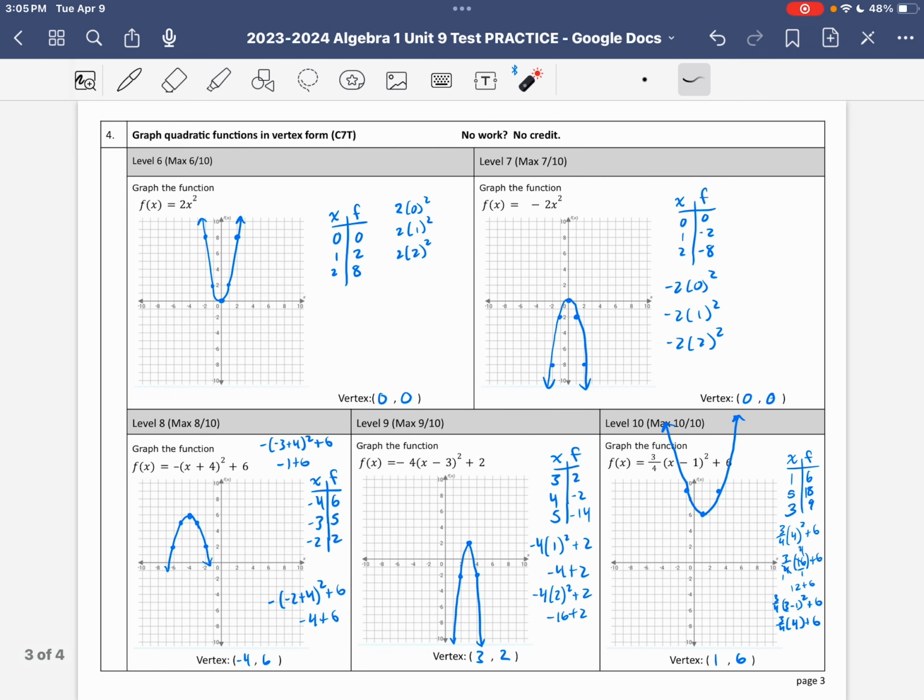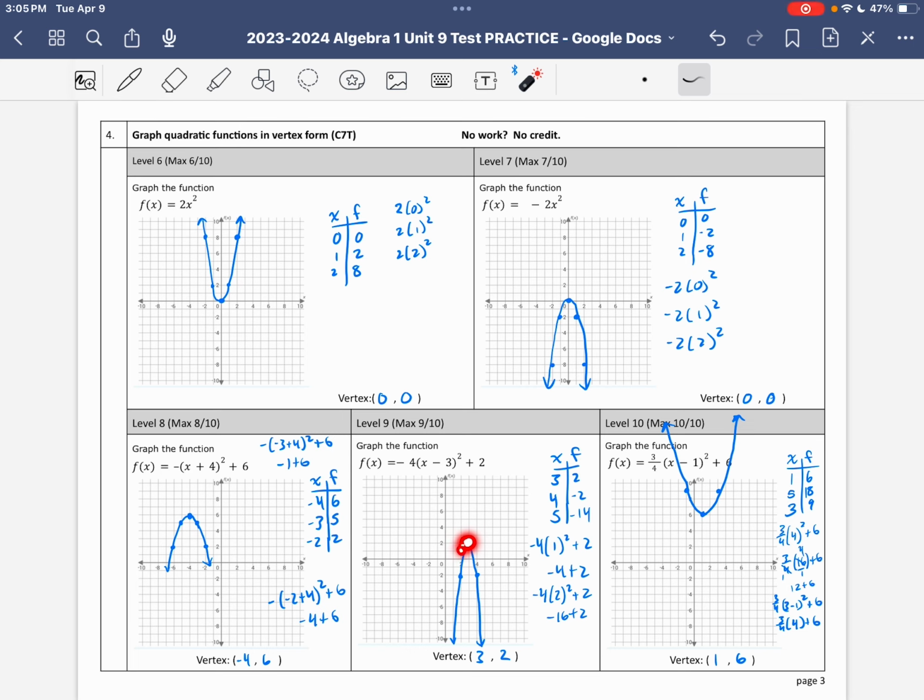All right, number 4. Number 4, I'm going to look at level 9 only right here. Maybe I'll talk about that fraction here in a second. But you pick the easy x. So I'm going to start with 3. If I plug 3 in right there, I end up getting 2. And so I put 3, 2 right there, and that's going to be your vertex. The easy x will always give you the vertex.